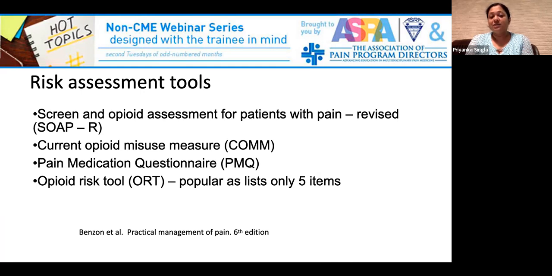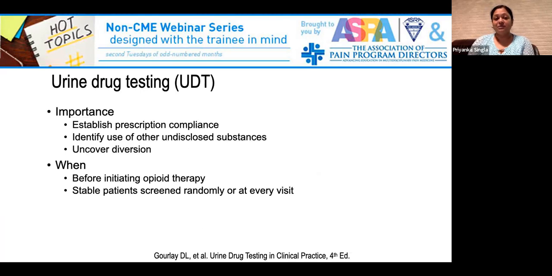The Opioid Risk Tool is a popular tool as it has only 5 items. It is less cumbersome, and it's a quick way of knowing the risk of opioid overdose. Urine drug testing is a very important tool in our arsenal, which can keep the patient safe. It helps us to establish prescription compliance if the patient has the parent compound or its metabolites. Otherwise, as Dr. Wahezi outlined, they might not be taking opioids.